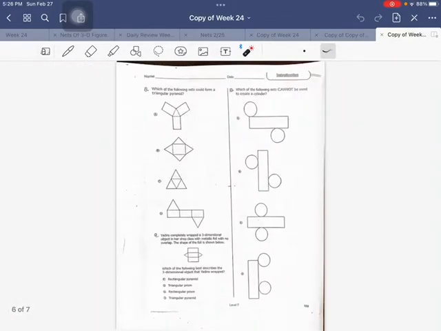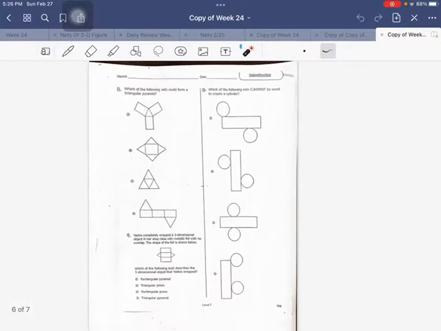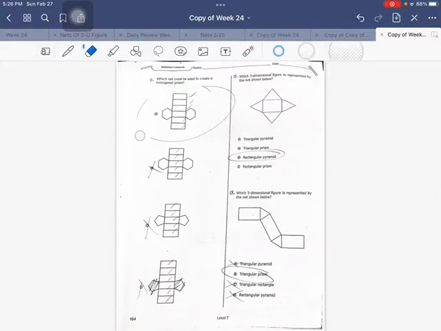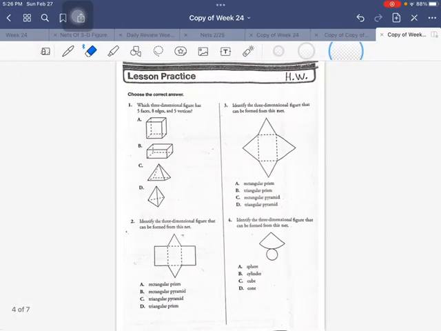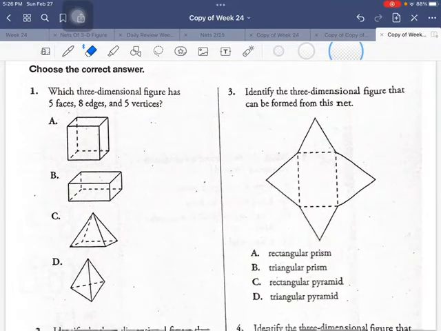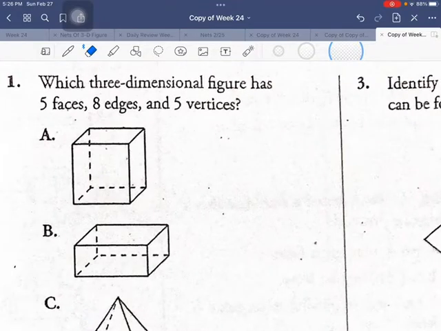Basically, a few problems just to practice what we just did. Let me just erase these. Now, let's start with the first one.